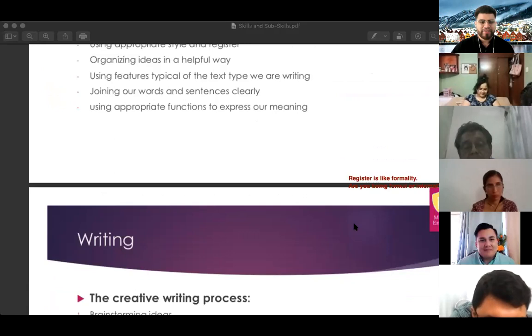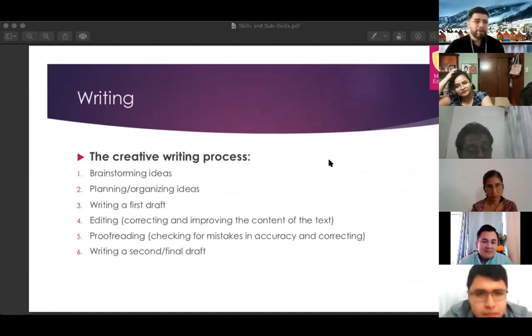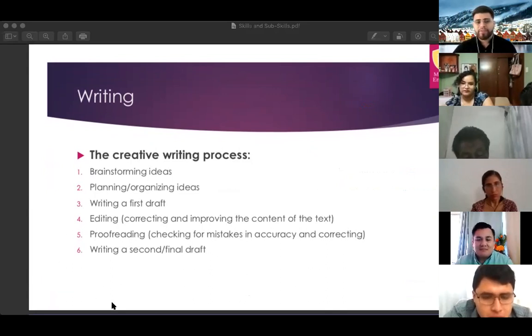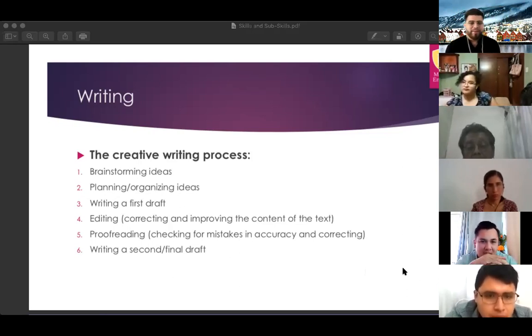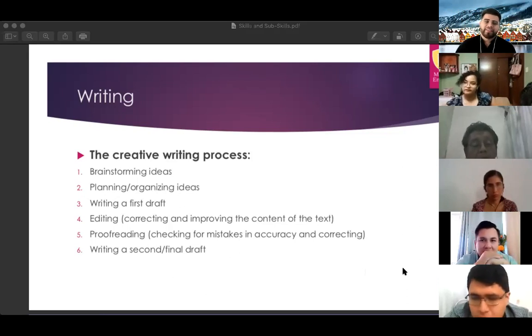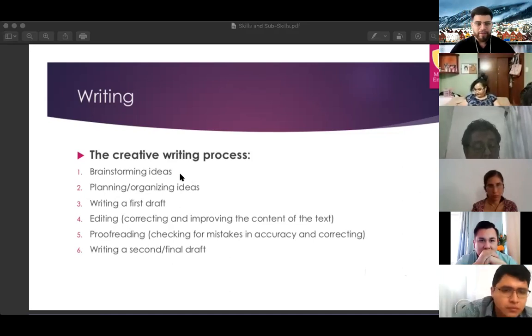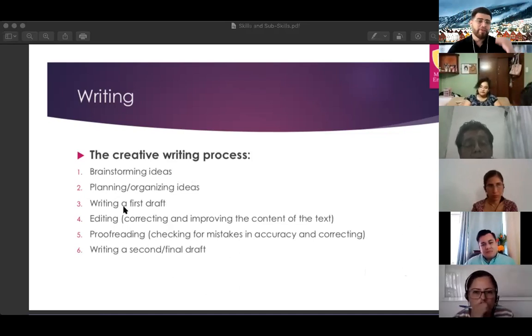All right. For all of you who write and who have your students writing at least a paragraph, this is one of the best things right here, the creative writing process. Have you heard of this? Okay, excellent. So you're doing this, I love that. The process, as most of you know, involves brainstorming ideas. You have to think about what you're going to write about. You're going to plan it. What things are you going to say first, second, and third? And then you're going to write your first draft.